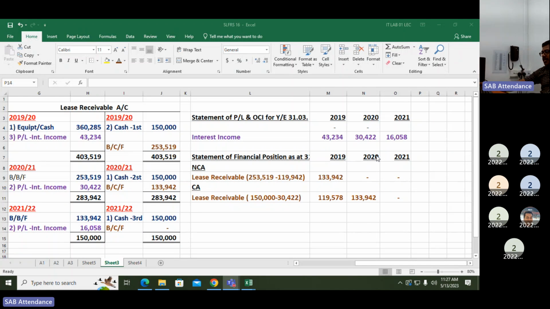So those who are joining online, any question? This is finance leases from the lessor's perspective. Accounting for leases from the lessor's perspective: you have to first identify whether it's a finance lease or operating lease.